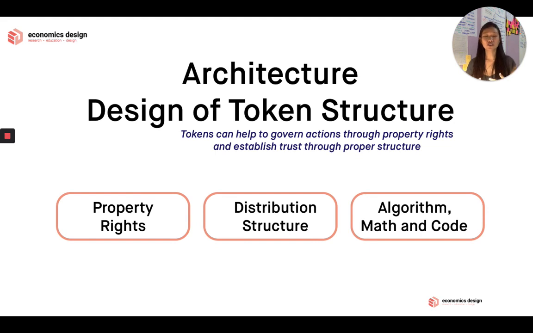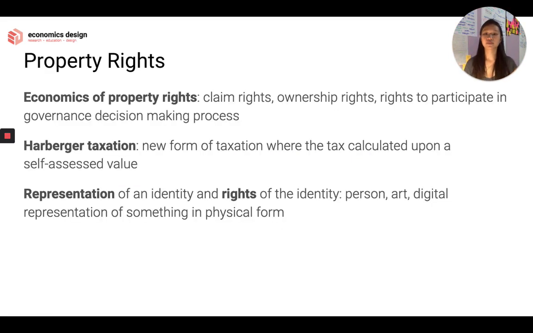And lastly, we're also going to look at algorithm, the math, and code, because all these are just concepts, right? Just design variables that we want to implement into the token. But ultimately, the real test of whether these things are implemented is in the code, it's in the algorithm, it's in the mathematical formula. So that's something that we want to look at. So when we talk about property rights, we're looking at the economics of property rights, like the claim rights, ownership rights, rights to participate.